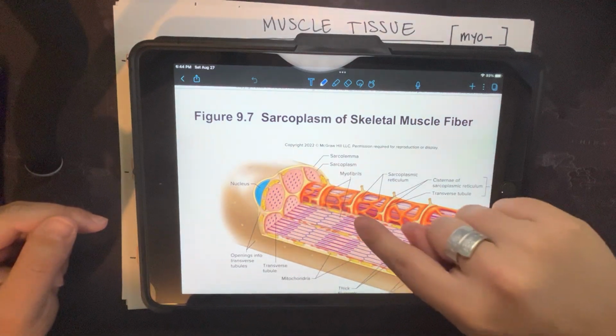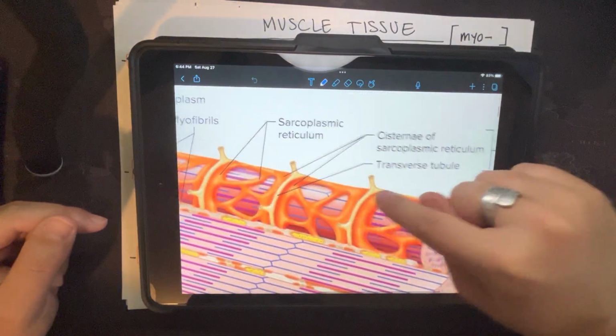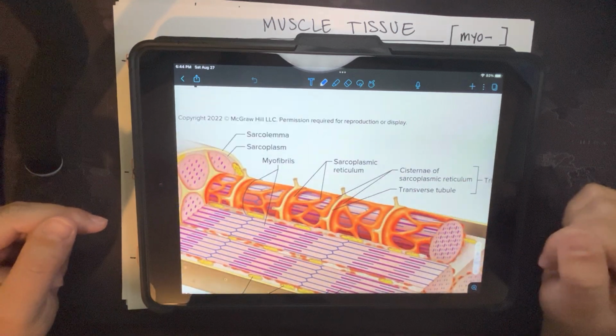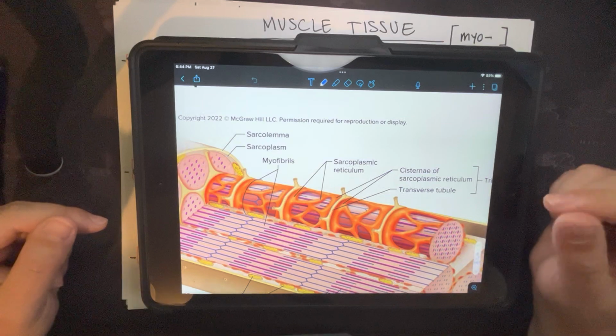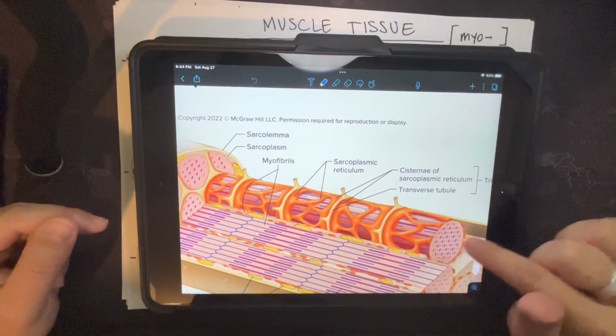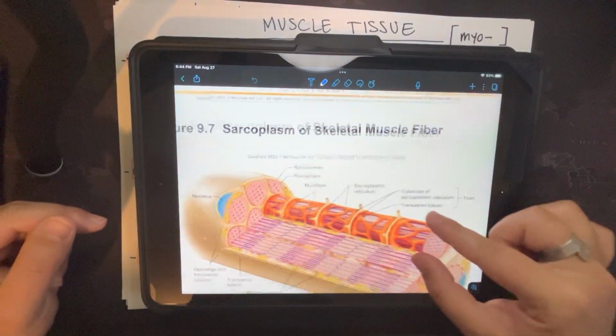And around that sarcoplasmic reticulum, we see these orange bits, these orange rings around it. This is going to be our transverse tubule. Our transverse tubule is what is going to accept some stimulation from nervous tissue and then send it to this myofibril in order for contraction to actually occur.